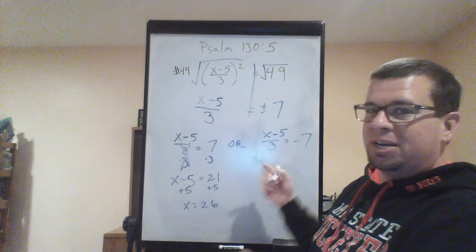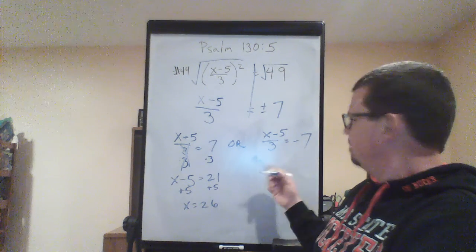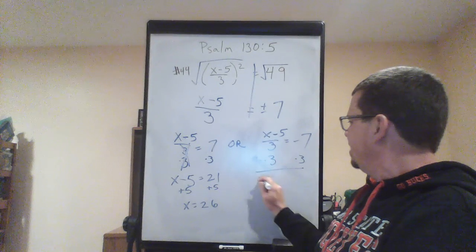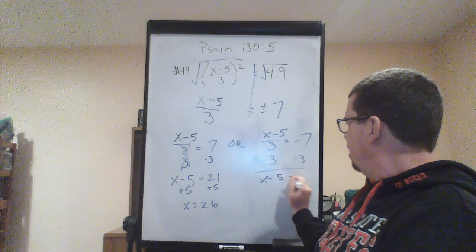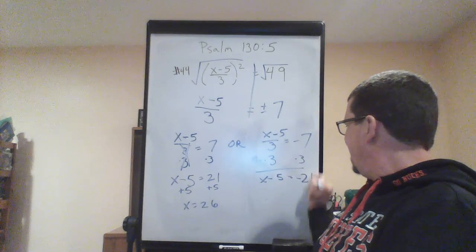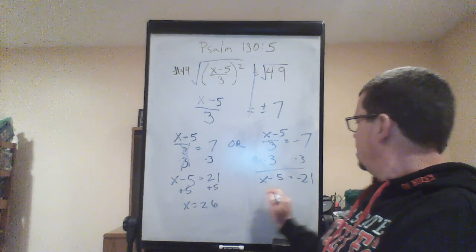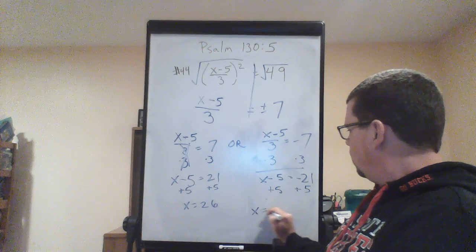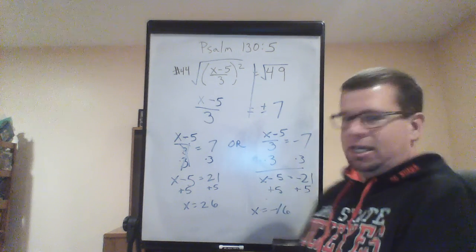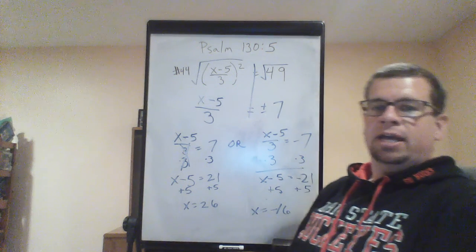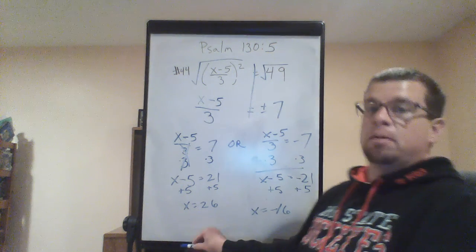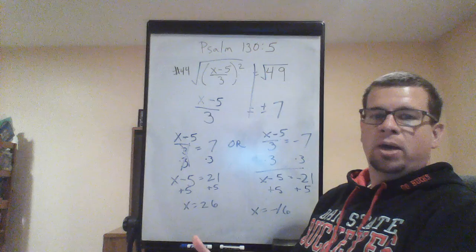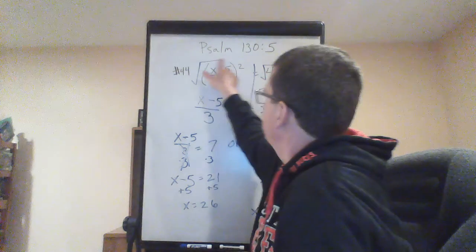Now over here, I'm going to do the same thing, except I'm talking about negative 7 now. So I'm going to multiply by 3 on both sides again, and I get x minus 5 equals negative 21. And now when I add 5 to both sides, I get x equals negative 16. So again, two different solutions here, but both of those should make the original equation true. Let's just check those real quick.